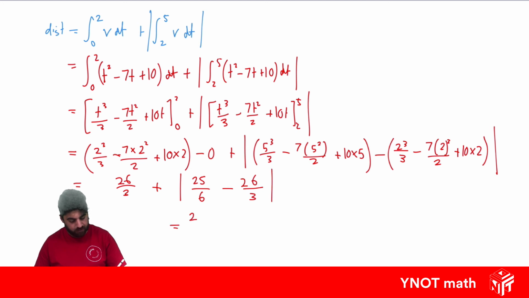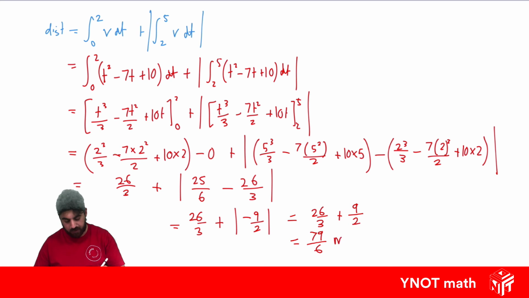So here we're left with 26 over 3 plus the absolute value, 25 over 6 minus 26 over 3 gives us minus 9 over 2, and we were expecting a negative there because that area was below the x-axis. So that's going to give us 26 over 3 plus 9 over 2, so we're taking the absolute value, makes that positive, and adding these two fractions together gives us 79 over 6 meters travelled in the first 5 seconds.